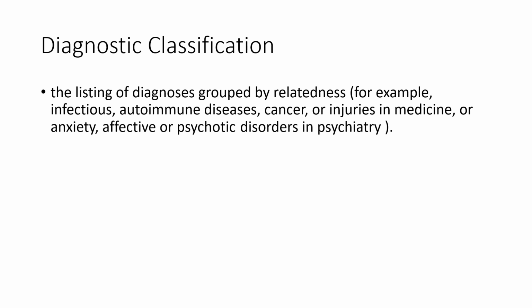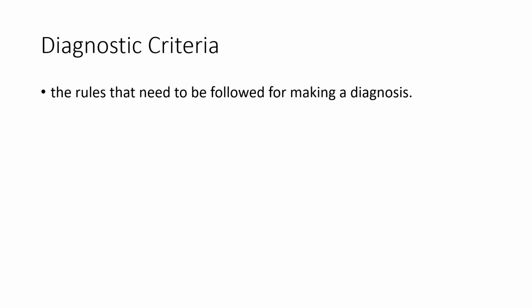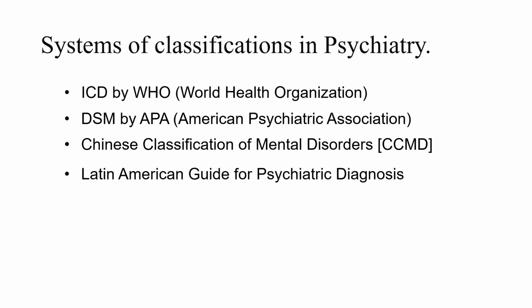Diagnostic classifications: the listing of diagnoses grouped by relatedness. That is what you do in the diagnostic classifications. Diagnostic criteria: the rules that need to be followed for making a diagnosis.